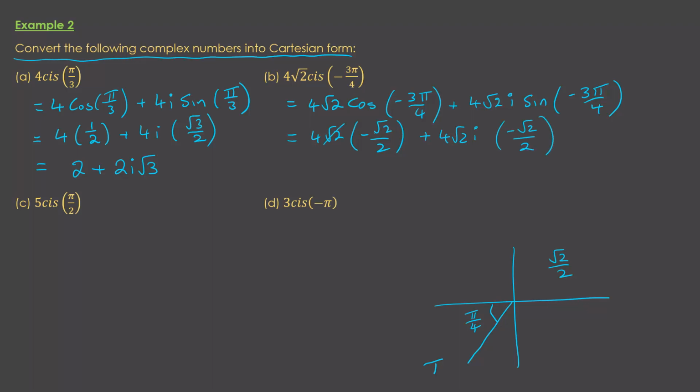So the root 2 and the root 2 cancel with the 2 on the bottom. And so we get negative 4 minus 4i.